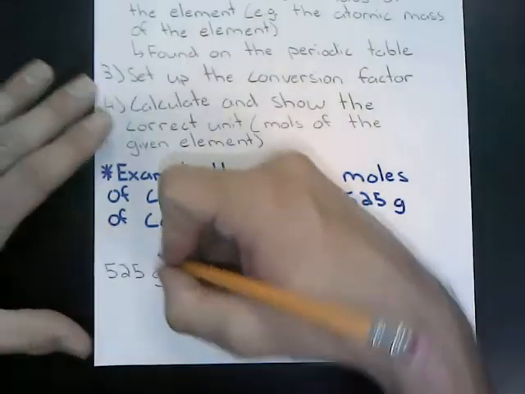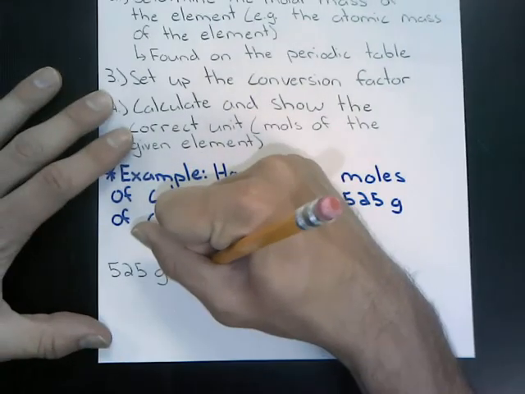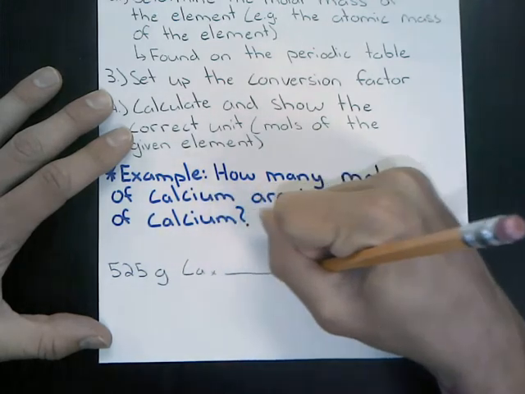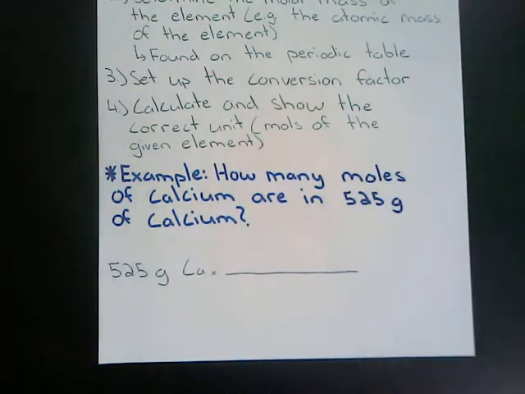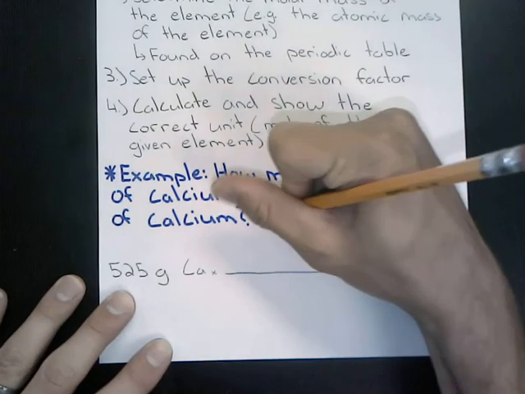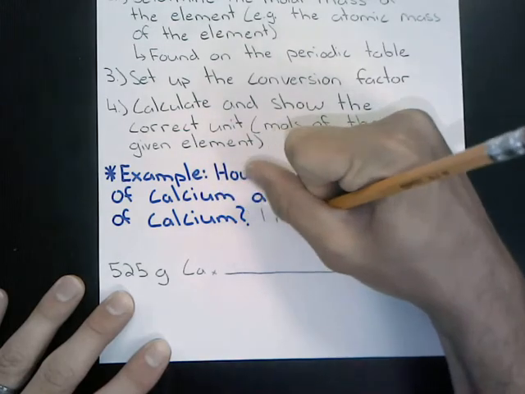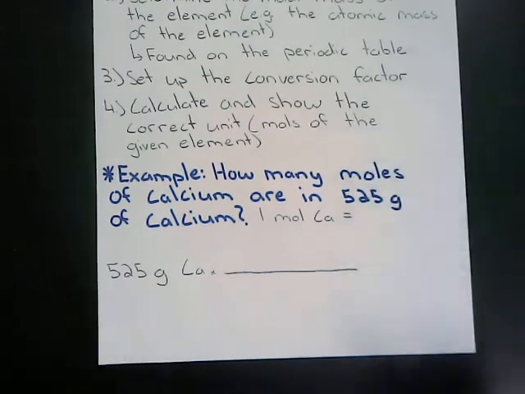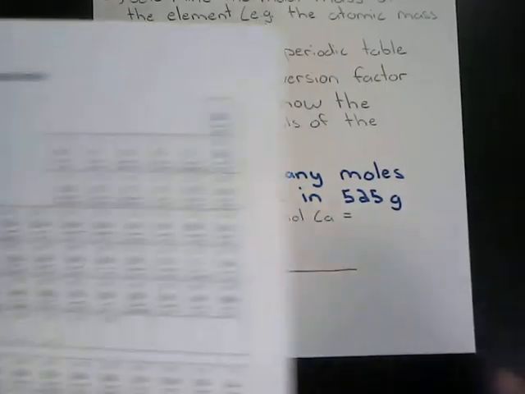So this is 525 grams of Ca. Now I'm going to go ahead and set up the conversion factor. What I'm going to do is this: I am going to have 1 mole, and I always like to write this at the top, 1 mole of Ca equal to the atomic mass of Ca.